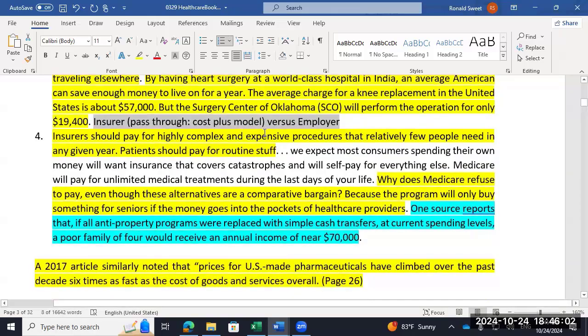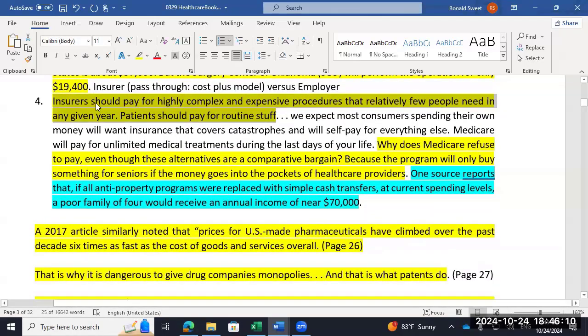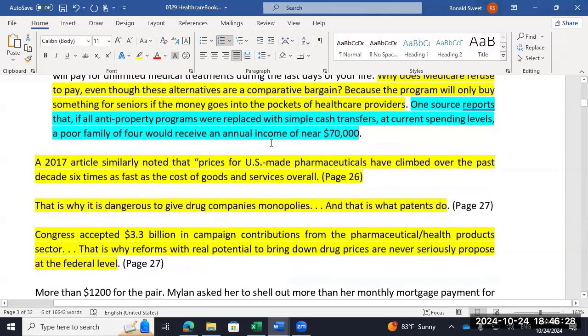Insurers should pay for highly complex and expensive procedures. Patients should pay for routine. That's back to our very, very first article. How do you put this in actuarial terms? What would you call this part? High catastrophe, hopefully low frequency. And what is this? Low severity, high frequency. Exactly what we saw in the very first article.